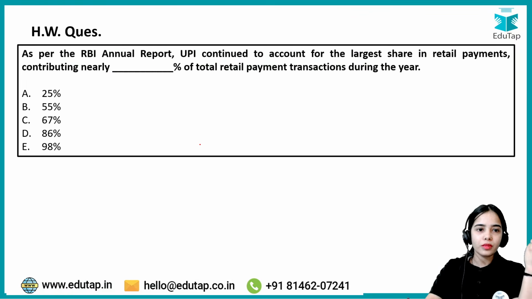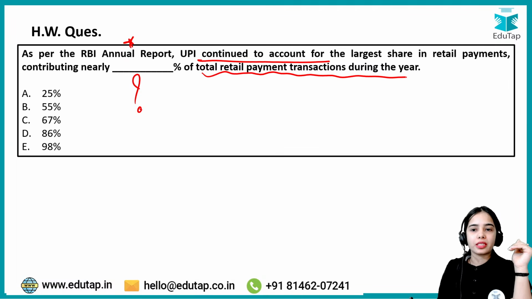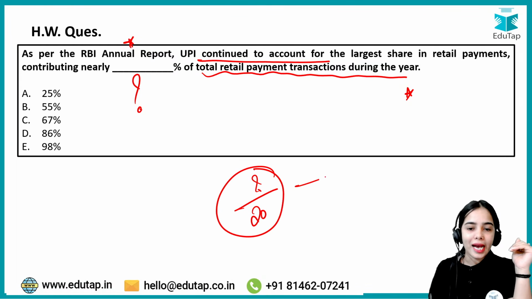Okay? Next, as per RBI annual report, UPI continued to account for the largest share in retail payments, contributing nearly what percentage of the total retail payment transactions during the year? So do tell me out of 20 how many marks you have got, as well as for the homework question, do give the right answer of the homework question.